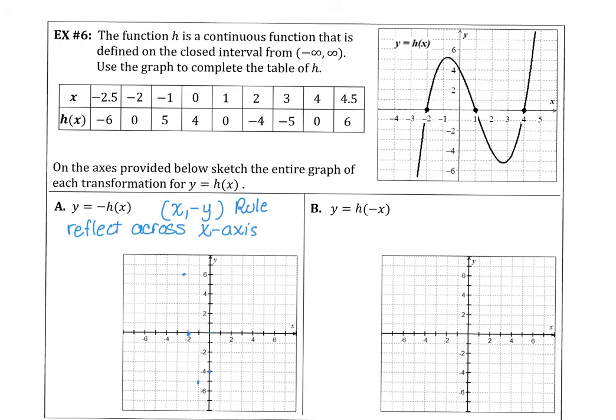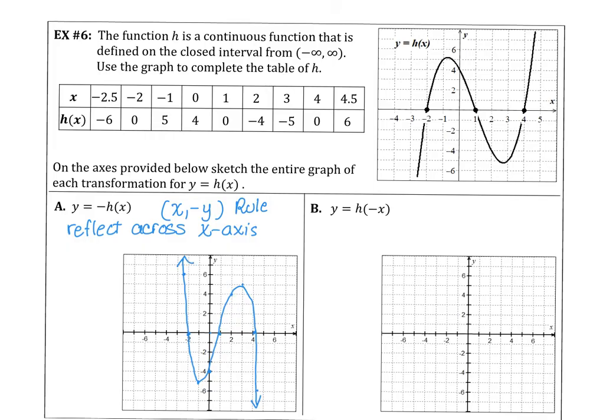And at 1, we're still at 0. At 2, it's positive 4. At 3 is positive 5. At 4, we're back to 0. And at 4.5, we're down at negative 6. So we've got this shape of the graph. Following that rule, keep the x and change the y's.